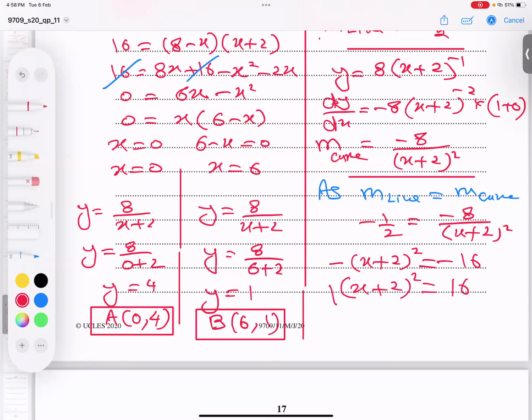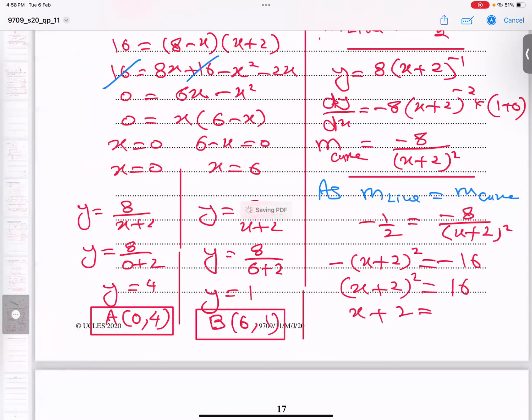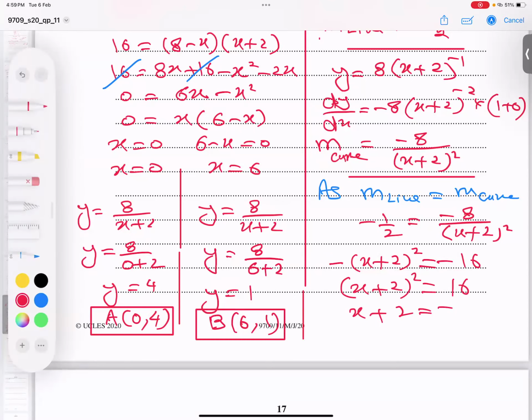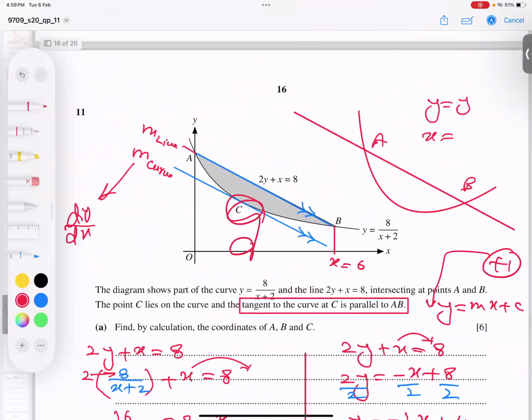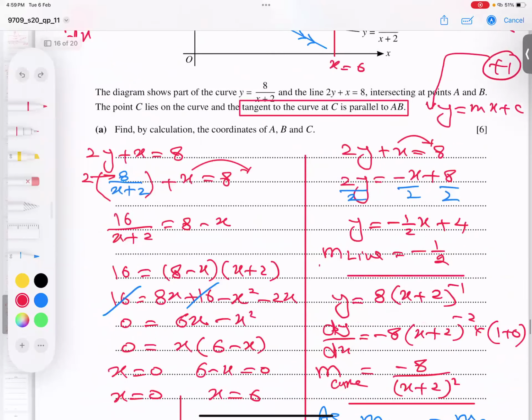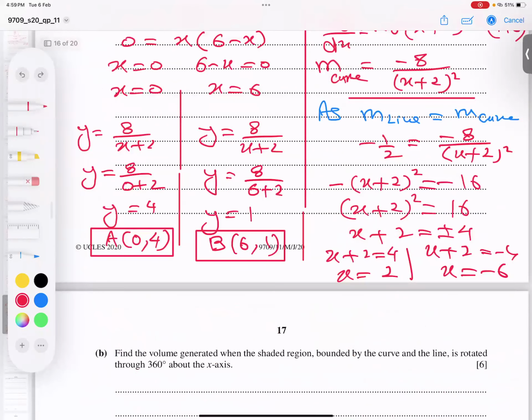Take the root of both sides, left side and right side. So I get x plus 2 equal to plus and minus 4. If I make two partitions, x plus 2 is equal to positive 4, and x plus 2 is equal to negative 4. Here I get 2, and here I get negative 6. But how is it possible? Here x is positive, 100% positive. So I will ignore the negative value. So this is my answer for x.